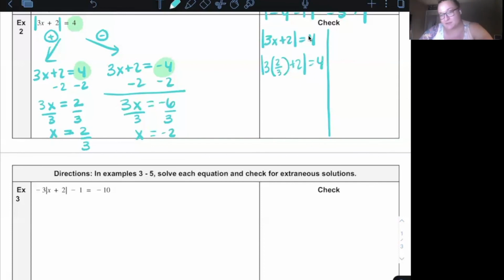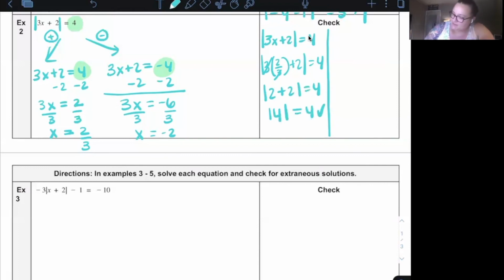Something really handy happens because 3 times 2/3 is the same thing as 3 times 2 divided by 3. Well, what's 3 divided by 3? Those cancel, right? And we're left with 2. So 2 plus 2 is 4. So the absolute value of 4 equals 4. True statement. All right.